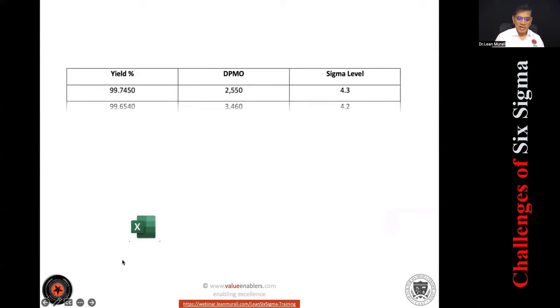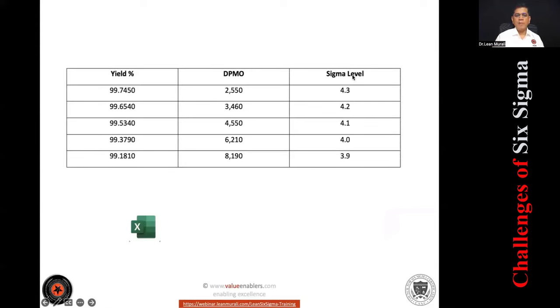And that's what we shared in one Excel sheet. I'm not going to share that now, but for the yield of 99.18, for the yield of 99.37, for the yield of 99.745, it is 4.3, 4.2, 4.1, 4.0, and 3.9 sigma level. And defects per million opportunities is this. How to calculate this DPMO was done in the last week, so you can access the videos of last week.